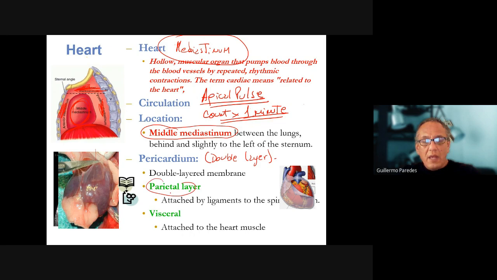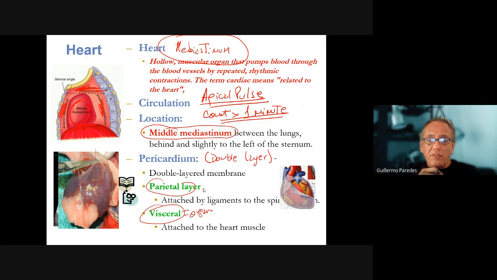But you tell me double layer membrane, but I see only one. Yeah, of course, they are going to be very close to each other, so you cannot differentiate. But there is the parietal layer that is closer to the chest wall, and the other layer that is the visceral, visceral means organ, so this layer is closer to the organ. In between the two layers, we have what we call the pericardial space. This pericardial space contains water fluid. This fluid, with its electrolytes, is going to decrease the friction of the heart with the other organs that are surrounding the heart.